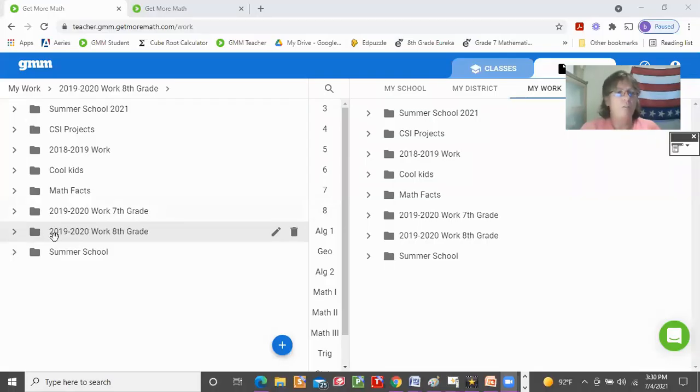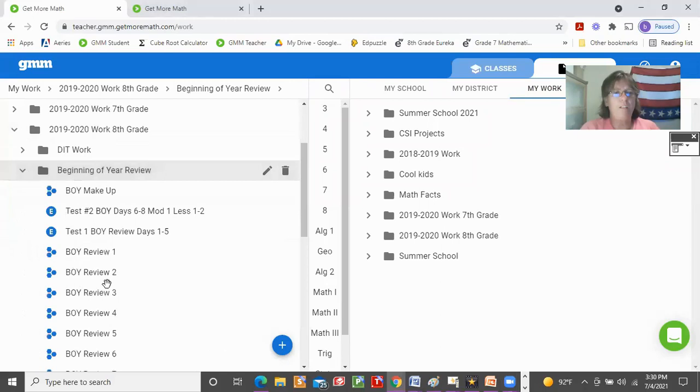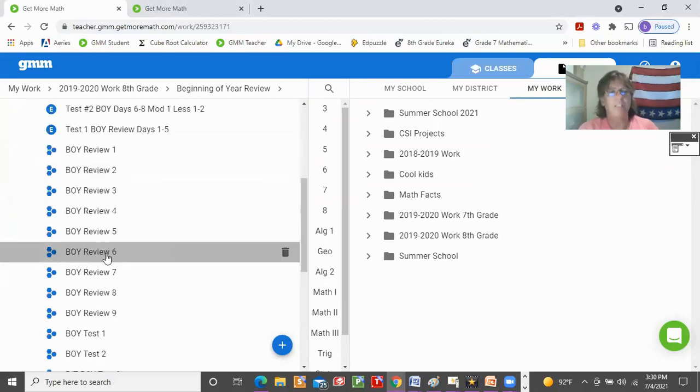And again, these notes are going to be at the beginning of the year. My hope is that they'll utilize these notes a lot as we continue to do math this year. So I'll share my screen and I'll show you the Get More Math there. So here's the Get More Math teachers program, and here is my 8th grade file folder. And I come up here to the beginning of the year, and this is review day number 6.